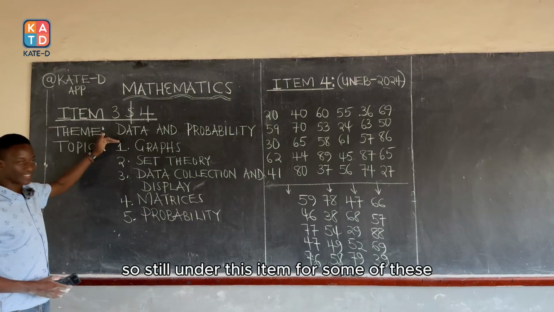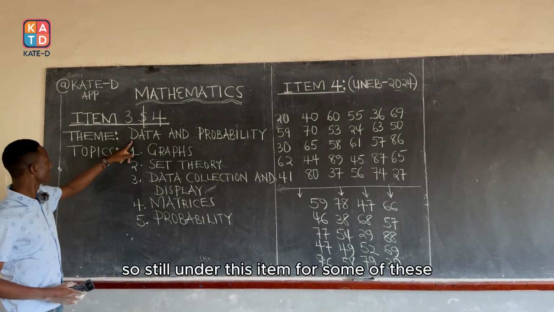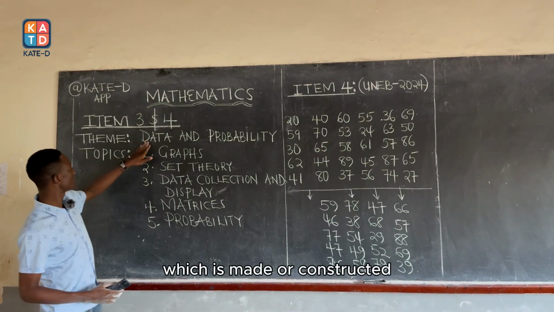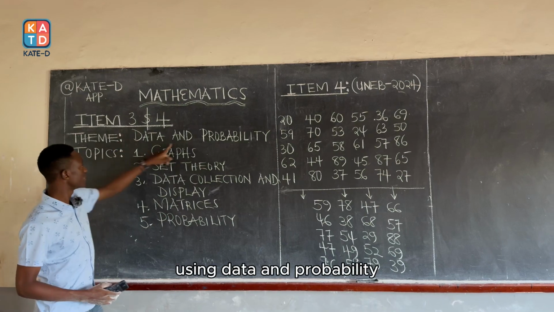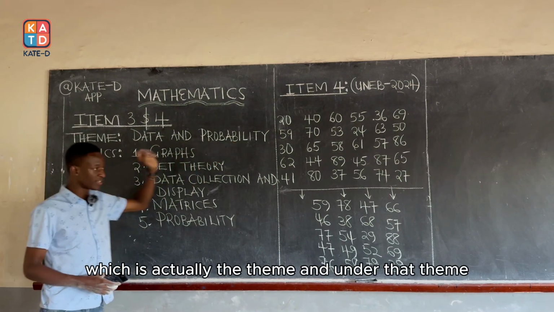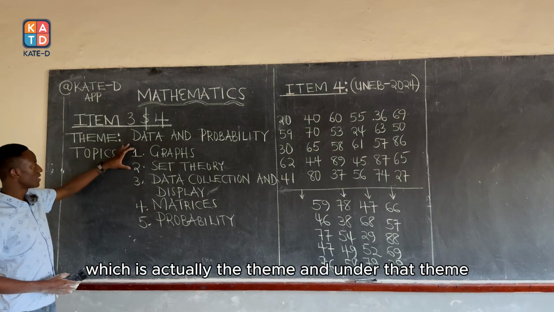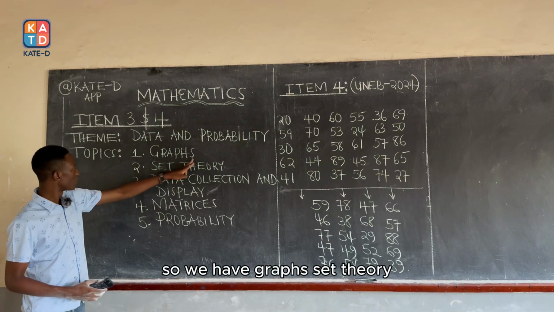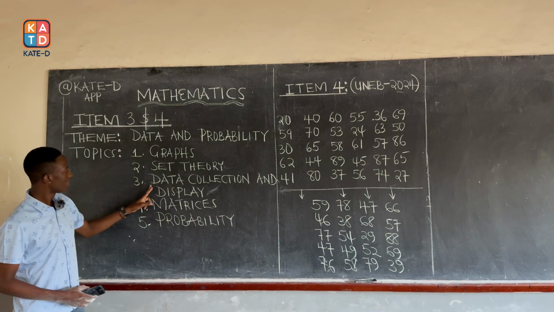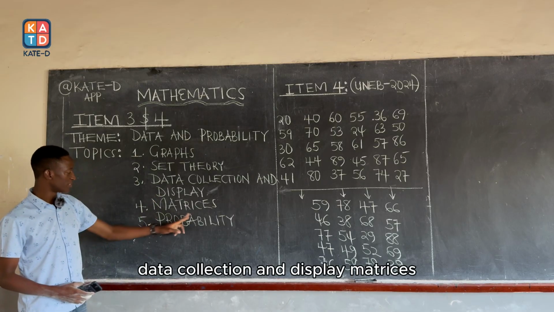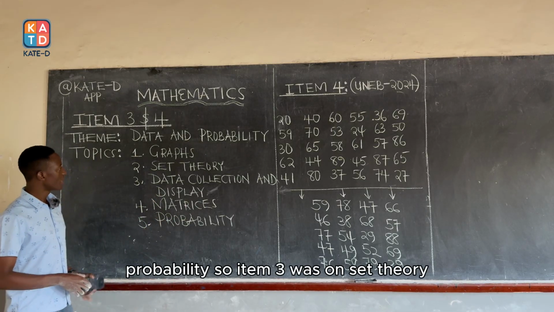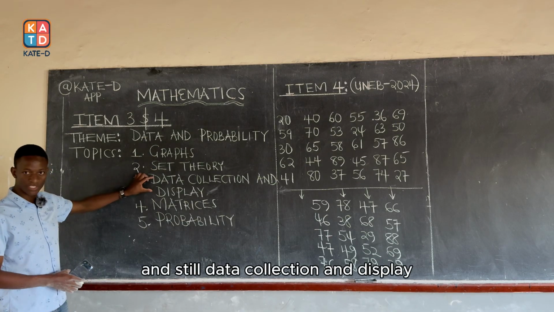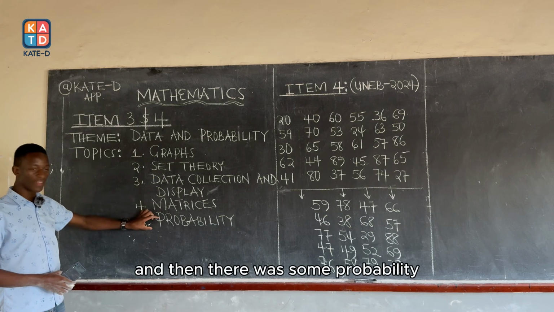Still under this item 4, which is constructed using data and probability, which is actually the theme. Under that theme, we have the constructs, which are the topics. So we have graphs, set theory, data collection and display, matrices, probability. Item 3 was on set theory and data collection and display, and then there was some probability.